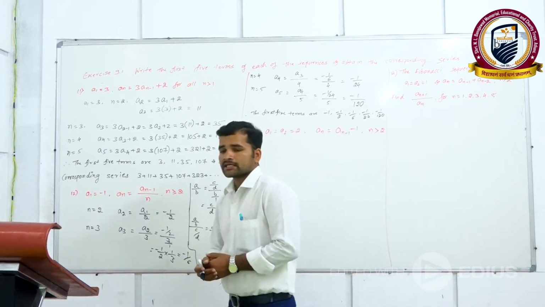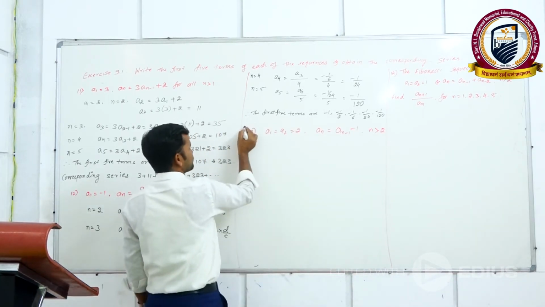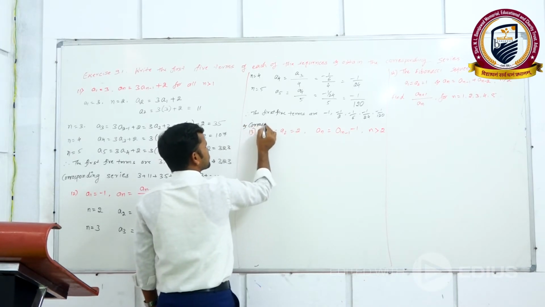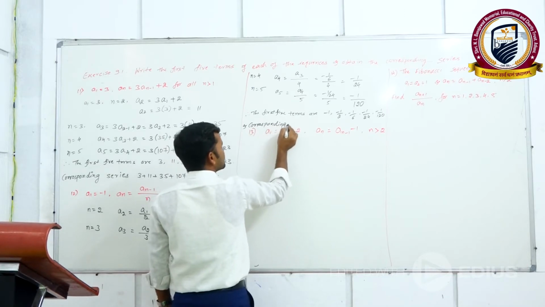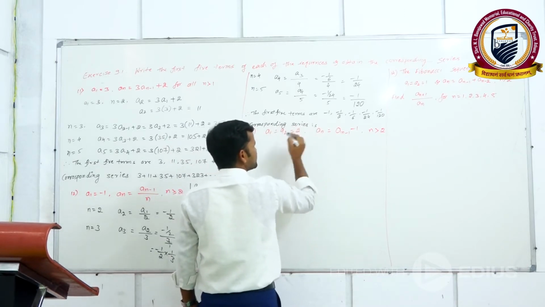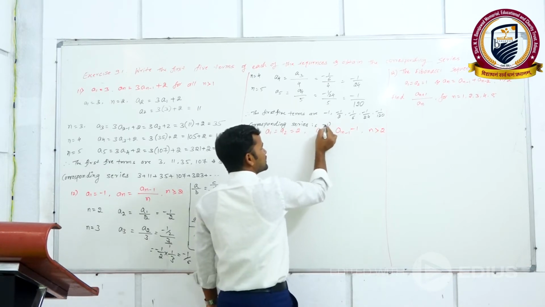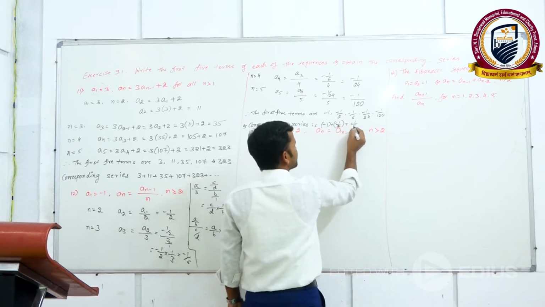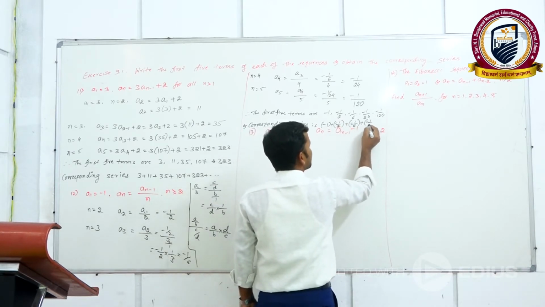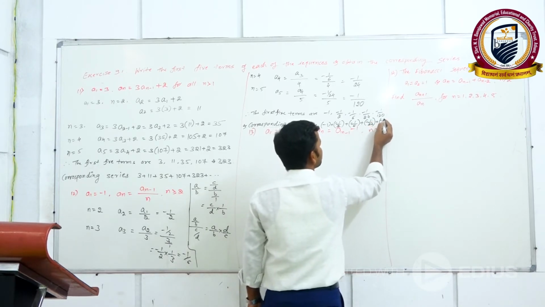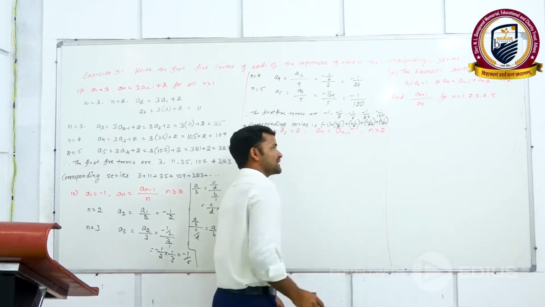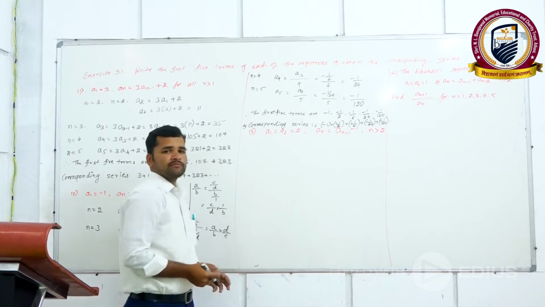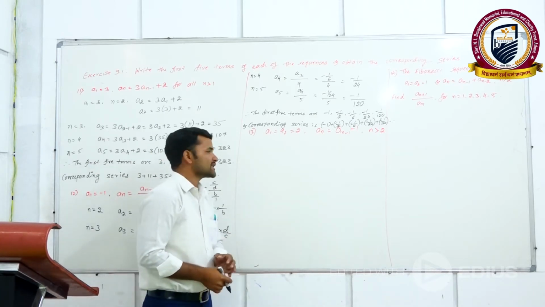What about its corresponding series? Therefore, the corresponding series is, what do you write? Minus 1 plus of minus 1 by 2 plus of minus 1 by 6 plus of minus 1 by 24 plus of minus 1 by 120, so on, like that it goes. Fine. That is about problem number 12. Coming to problem number 13.